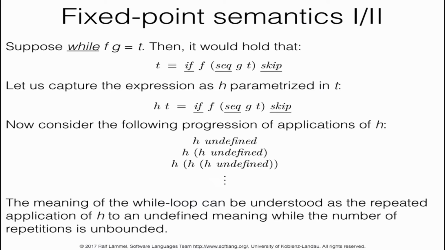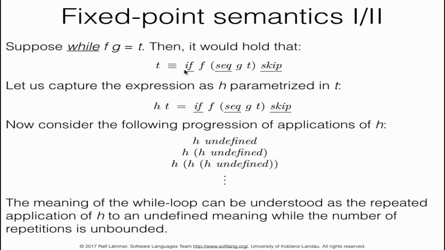Okay, so we start from a clever assumption. We assume that we would already know the definition of while. So let's say while applied to f and g, f being the meaning of the condition, g being the meaning of the body, is t. If it were t, then we could reasonably assume that t should be equivalent to this application of the semantic combinators if, seq, and skip.